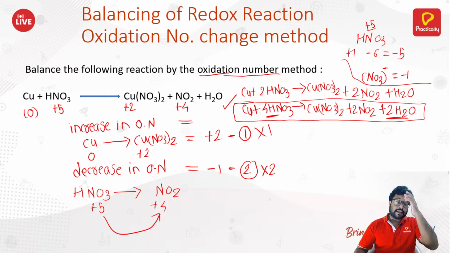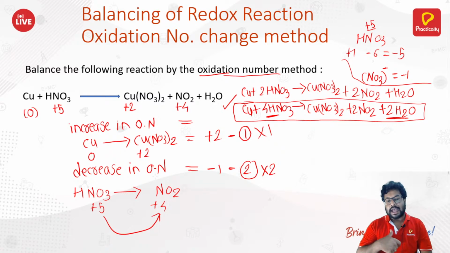So what is the basic thing? You should be balancing increase and decrease in OS first, and then you can go for the other atoms, and lastly you need to go for oxygen and the hydrogen. Hydrogen is the atom which should be getting balanced in the very last step. Okay, moving ahead.